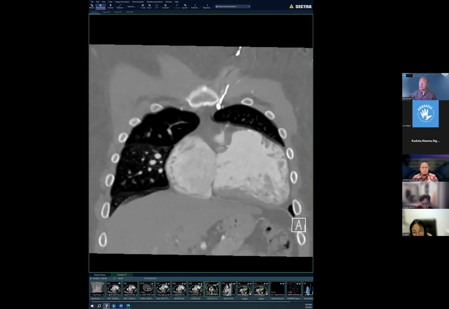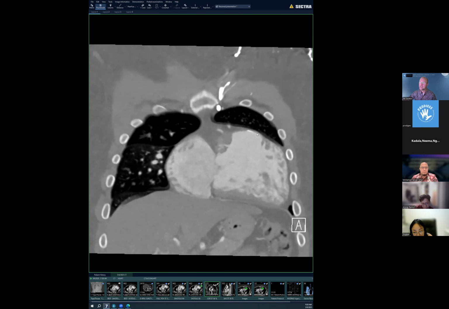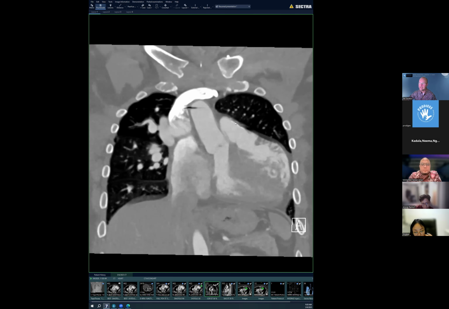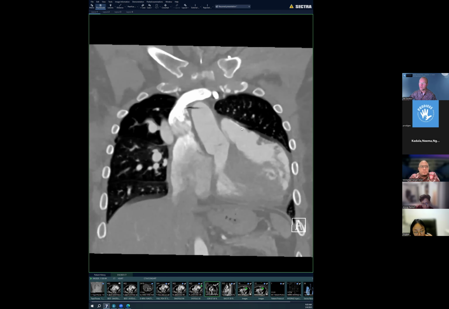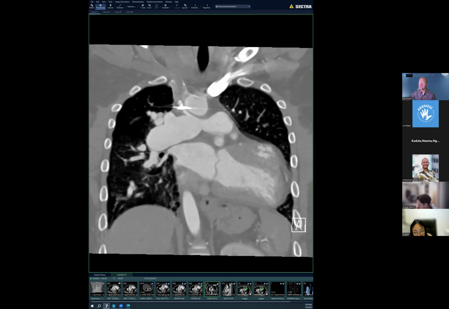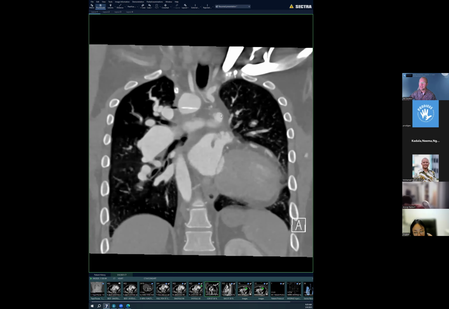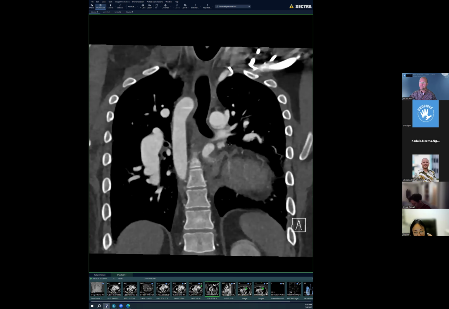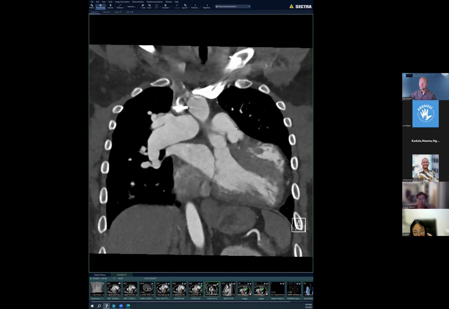As we get nearer to the RVOT up here, we see the transannular patch with calcifications that it's extended to the proximal main pulmonary artery. We have a little bit of remnant valve tissue here, and then we get into the pulmonary arteries. On the right side, we have this focal stenosis here, and look at this left-sided pulmonary artery that's very, very, very small. So this was an adult with tetralogy of Fallot.